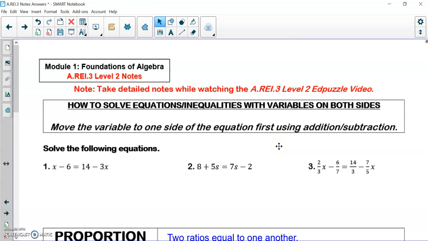Right, so welcome to the A.REI.3 Level 2 video. This time we are going to be solving equations and inequalities with variables on both sides.